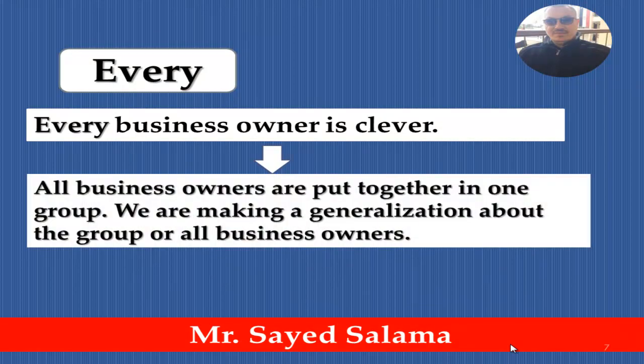So all business owners are put together in one group. We are making a generalization about all business owners. So in this example, I'm not excluding any of the business owners. ما بعملش استثناء لأي حد. كلهم شاطرين. كلهم مهرة. So I'm talking about the group as a whole. يبقى في التعميم بقول every. لذلك بقول لما اقول السلام عليكم بقول hello everybody. عشان بنعمل generalization.